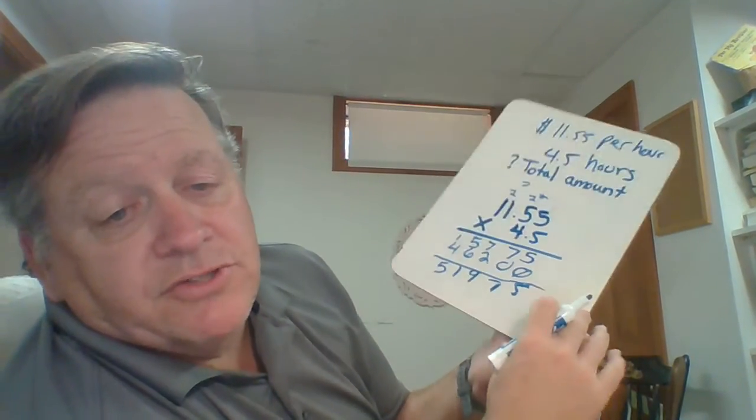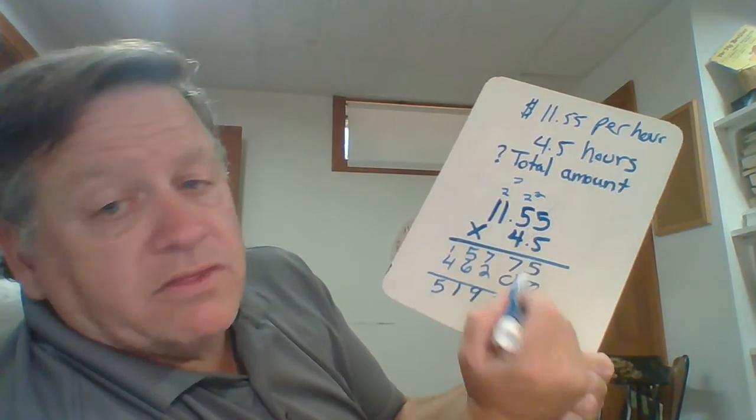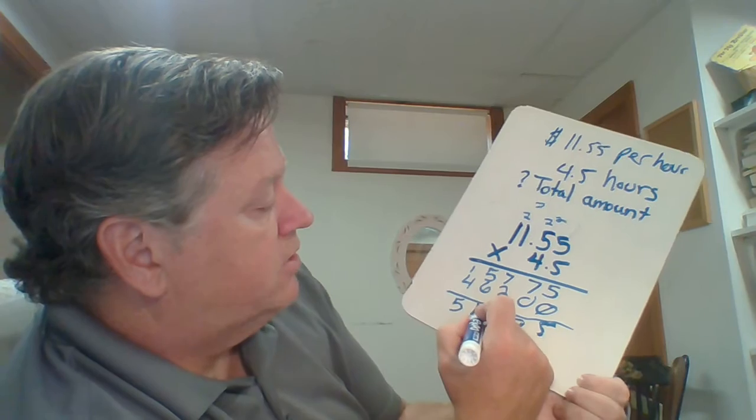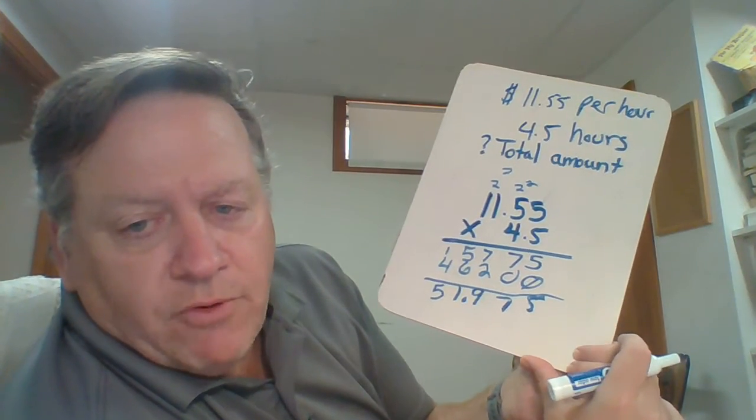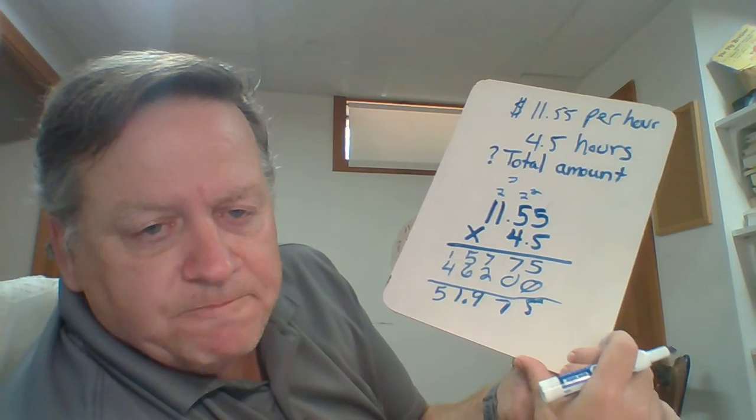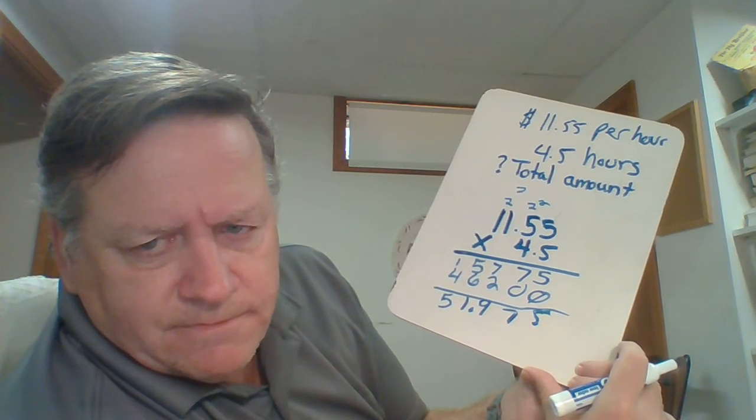And then what I have to do is I forgot about the decimal, so I have to take care of it at the end. 1, 2, 3 digits to the right of the decimal. So I end up with the answer 51.975, right? So am I done?